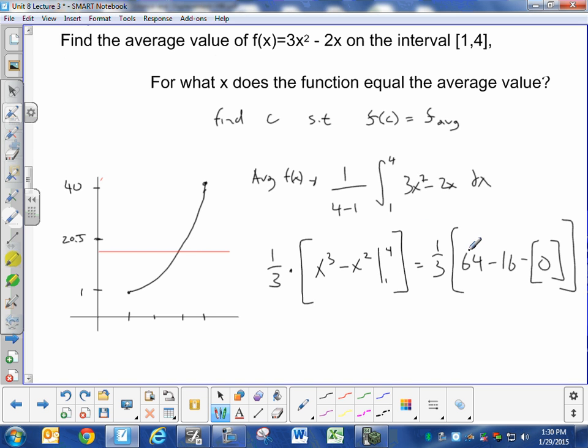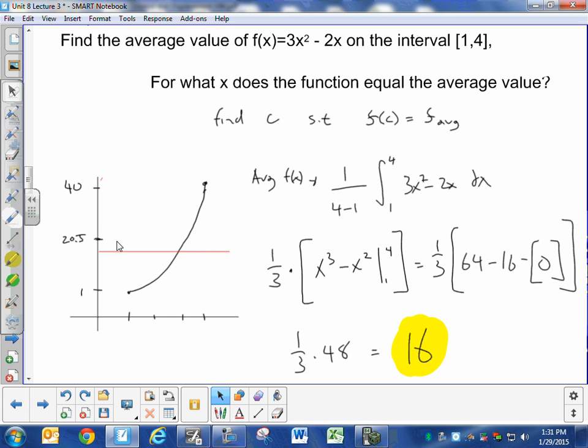So I get 64 minus 16, so that's 48. So I'd have 1/3 times 48, which would be 16. All right, that's it. So that looks good to me. If the middle was at 20.5, I thought my average had to be a little bit under there. Boom, it is. Great. So that was part 1, to find the average value.